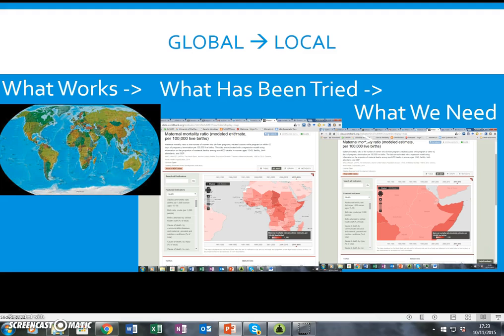But when it comes to the final decision, the implementation on what we need, then we need to bring to bear our knowledge of the local context, the characteristics of the population, their values, their attitudes, the values and attitudes of those delivering healthcare as well.